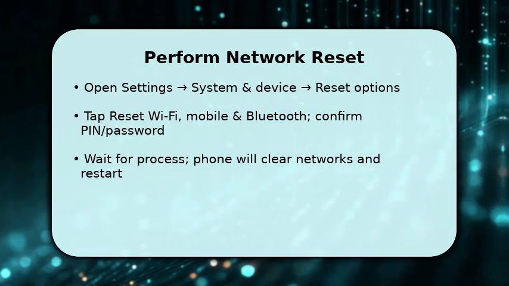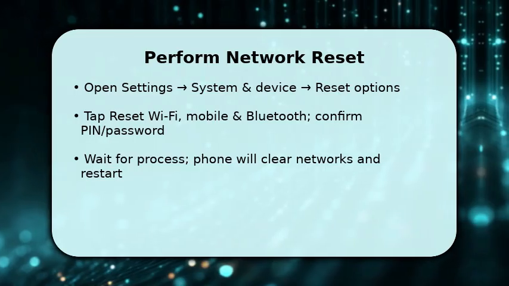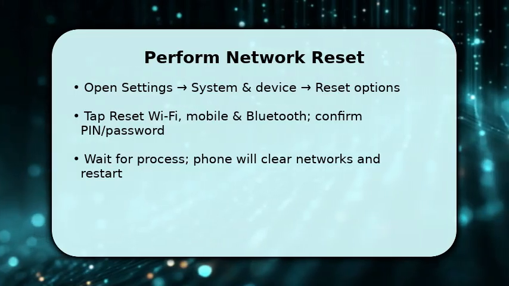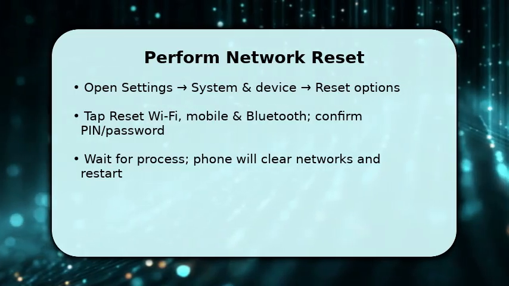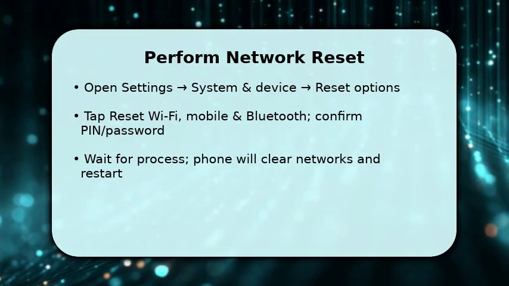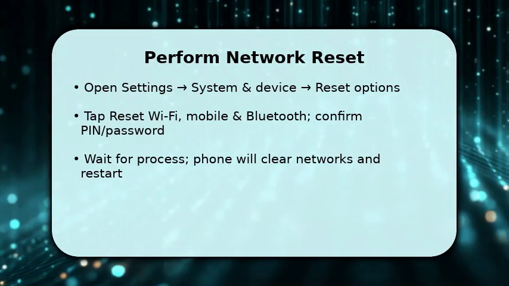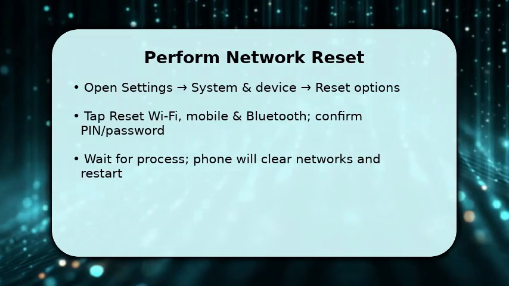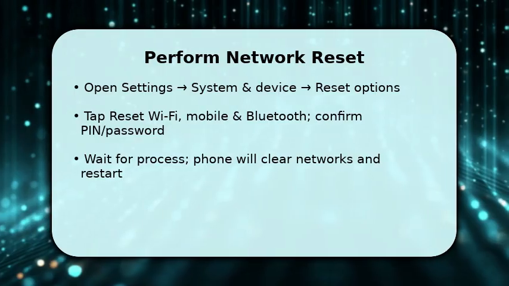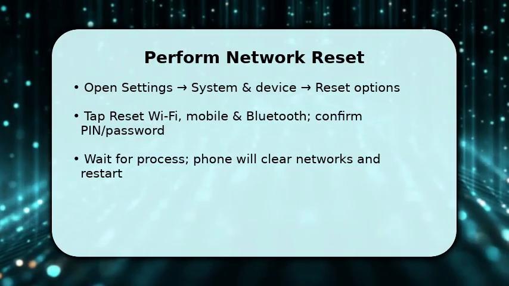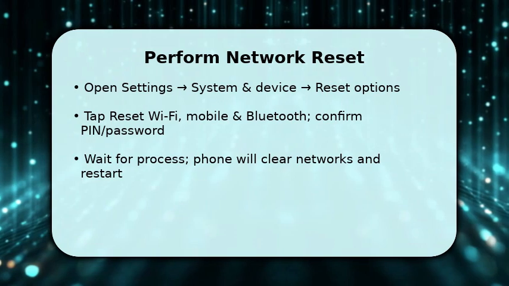Tap Reset Wi-Fi, Mobile, and Bluetooth, and when prompted, confirm with your PIN or lock password. This authorizes erasing paired devices and stored APNs. Once confirmed, the phone performs the reset and will automatically restart to apply changes. During this step, do not power off the phone. Letting the process finish prevents partial resets that leave corrupt.